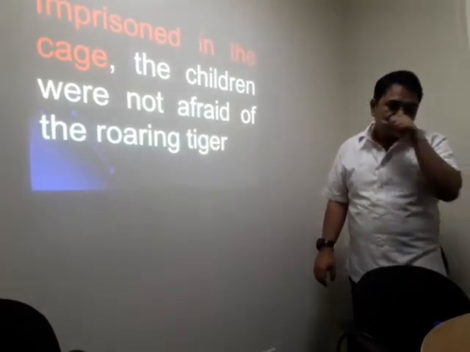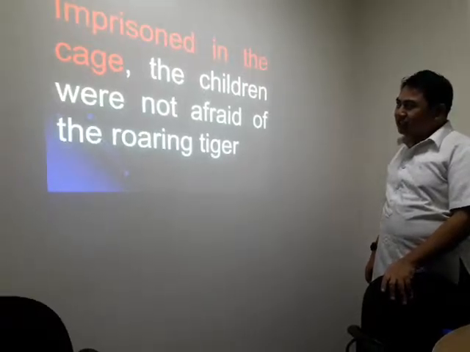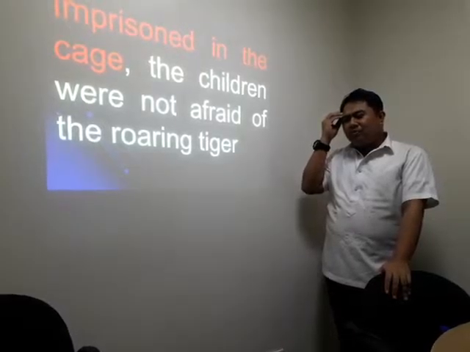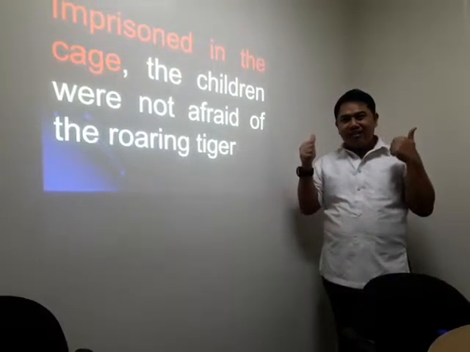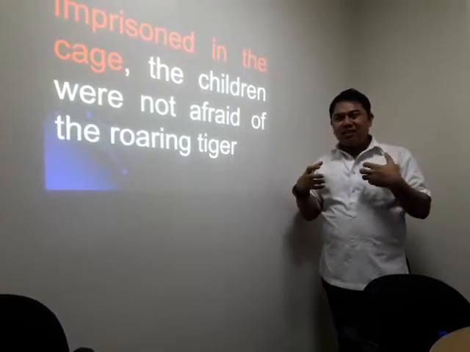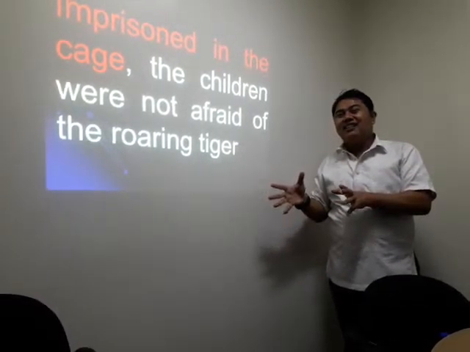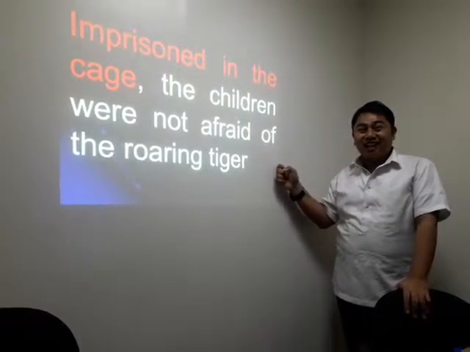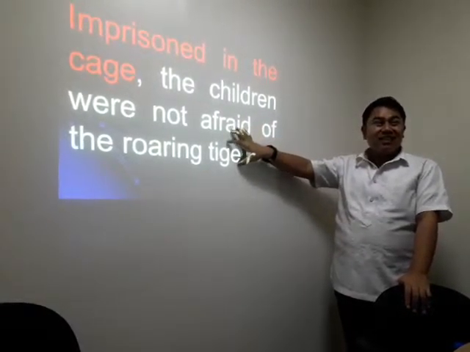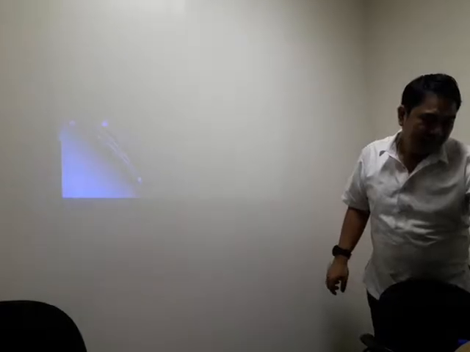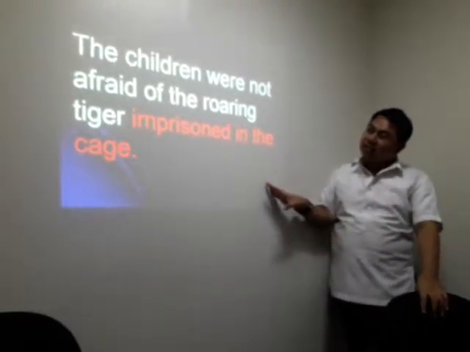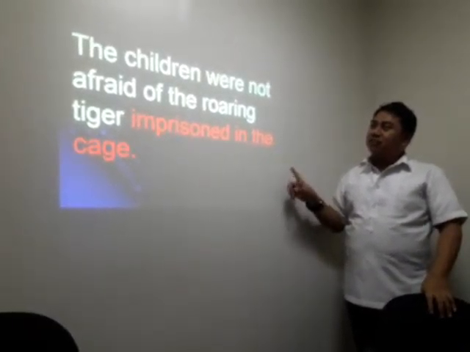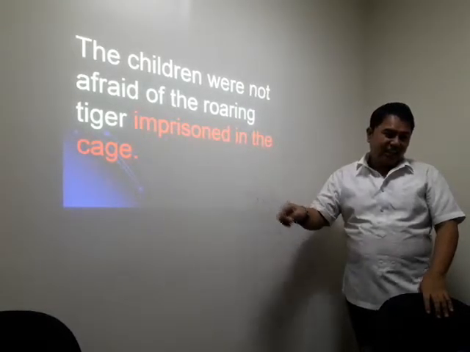Another example, look at this one. Imprisoned in the cage, the children were not afraid of the roaring tiger. If you will be picturing this out, if you have that good imagination, it seems that the ones inside, very good, the ones inside the cage are the children and not the tiger. So this is, again, an ambiguous sentence. So you have the revised one. Look, it's just a matter of repositioning. The children were not afraid of the roaring tiger imprisoned in the cage.